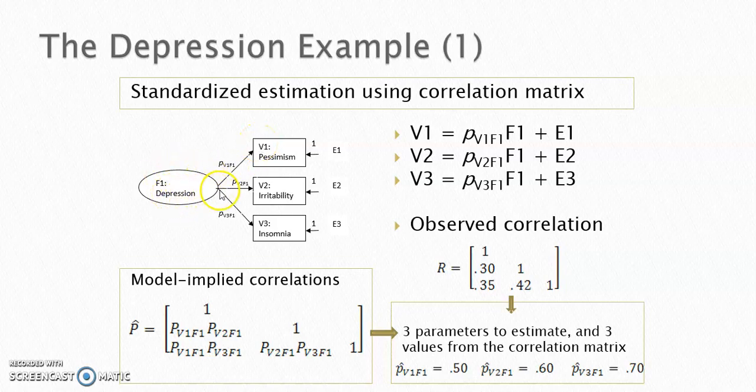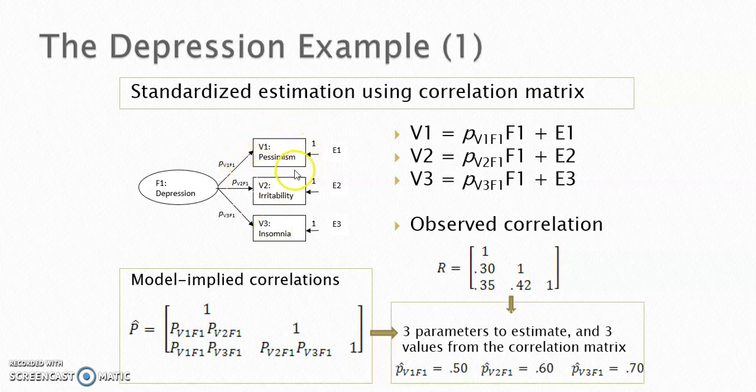From depression, the underlying factor, to V2, the factor loading is 0.6. And the factor loading from depression to V3, insomnia, is 0.70. If you are curious why the error components E1, E2, E3 are not unknown model parameters for estimation, I have an answer for you. Because we're working with a standardized CFA model, all observed variables have a variance of 1.